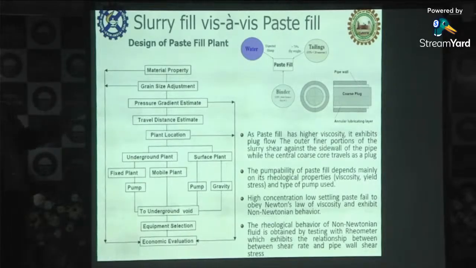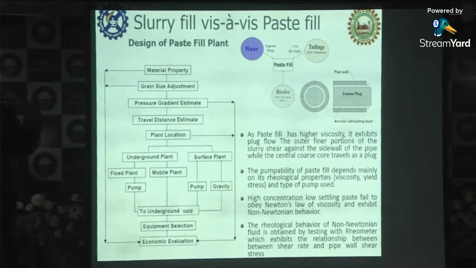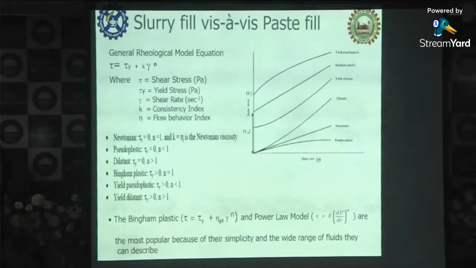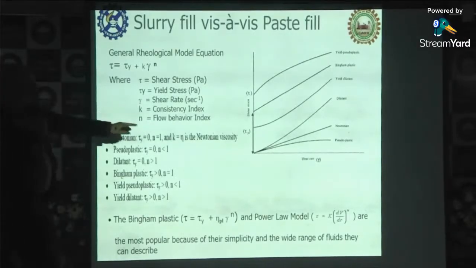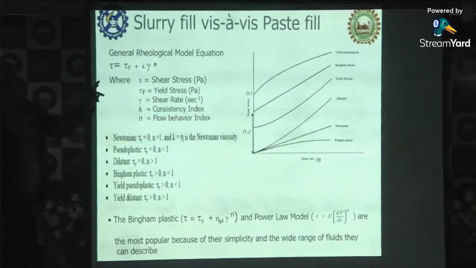But in the case of paste flow, we need to have some initial strength, initial stress, to make the paste flow. That behavior is a non-Newtonian behavior. So this is the plot of a non-Newtonian flow. This is the shear rate and this is the shear stress. This is a little bit of the scientific part, so I'm just telling you in layman's terms.